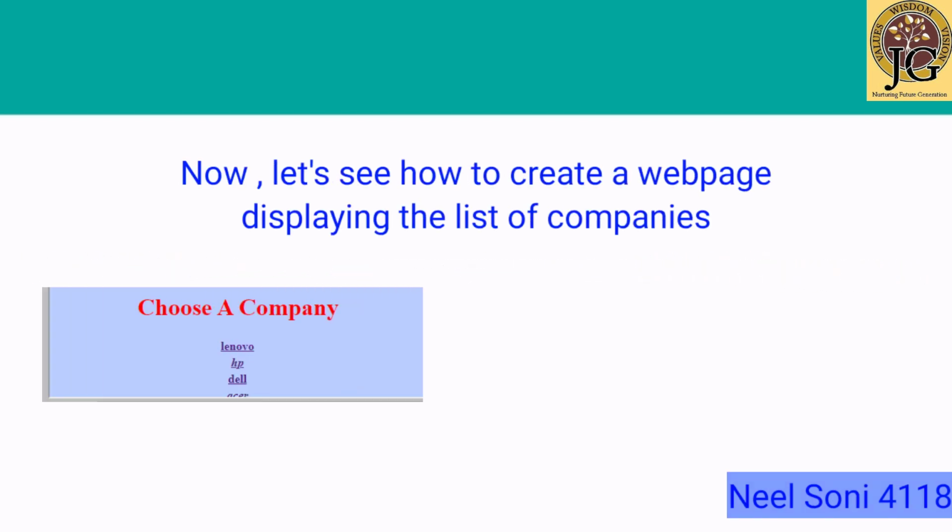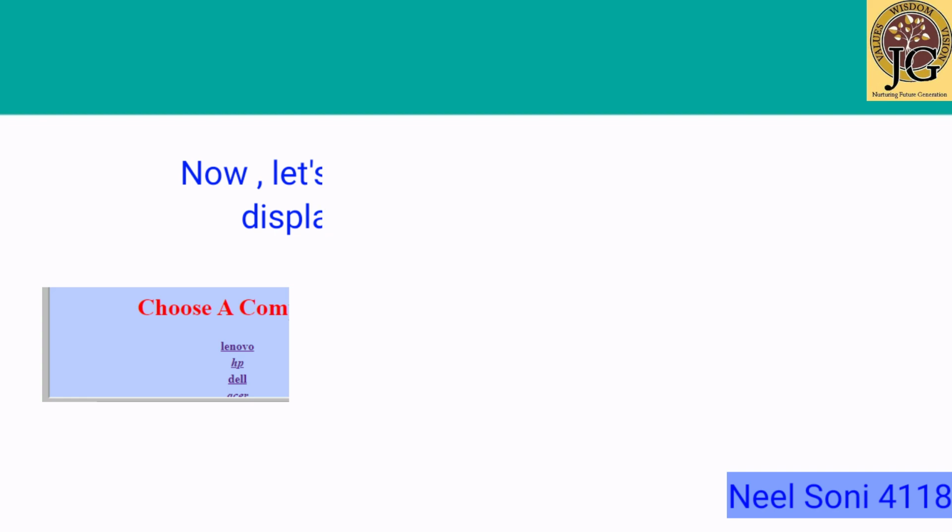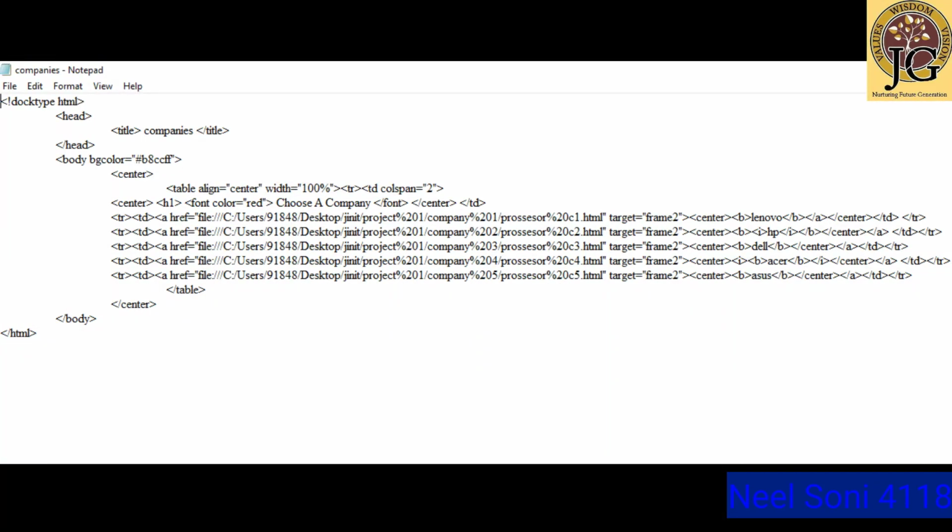Now let's see how to create a web page displaying the list of companies. First of all, we have to create a table for justified text. So in the first row, we typed choose a company. Then in another row, we linked the text as explained just now.